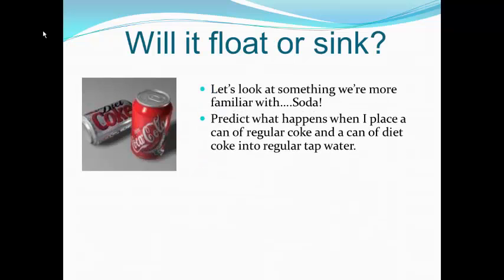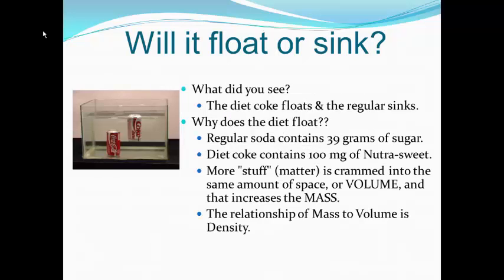Let's look at something we are familiar with. Soda. Predict what will happen when I place a can of regular Coke and a can of Diet Coke into a container of water. What do you think they're going to do? Are they going to float or are they going to sink? Look at the picture on the left. The Coke sunk while the Diet Coke floated. I wonder why that is.